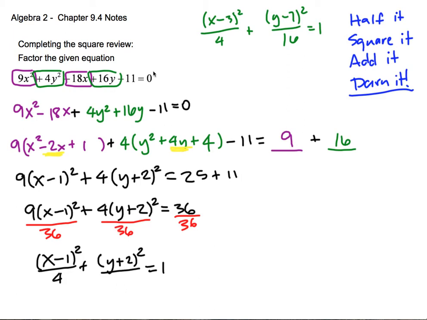Okay, and this is how you're going to use completing the square with an ellipse. You're going to follow this process right here. And then what we'll do from here is look at several examples of ellipses, what an ellipse looks like, the things that we need to know. But this is a really important process right here, completing the square.